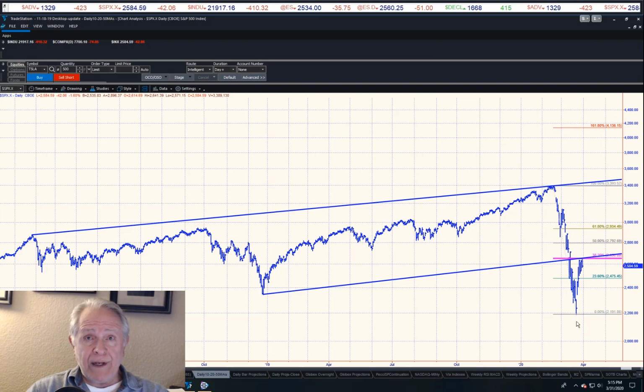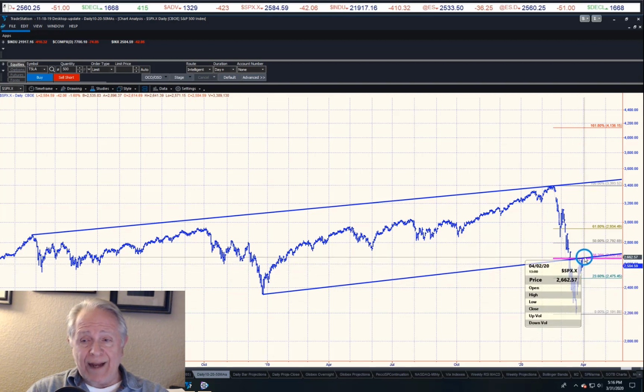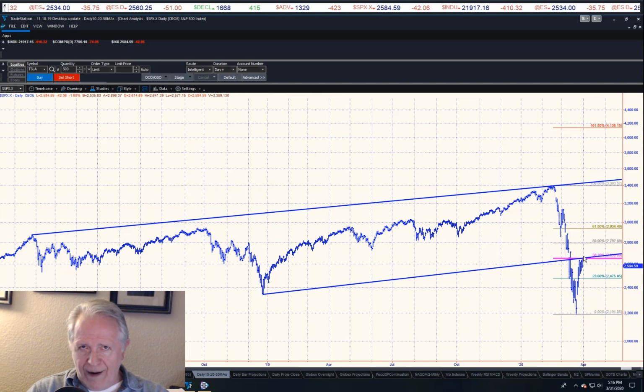And now what have we done? Well, as a technician, you know we've rallied back to the underside of that lower channel. Is there anything else going on there? Well, guess what? Let's take a look at Fibonacci retracements.